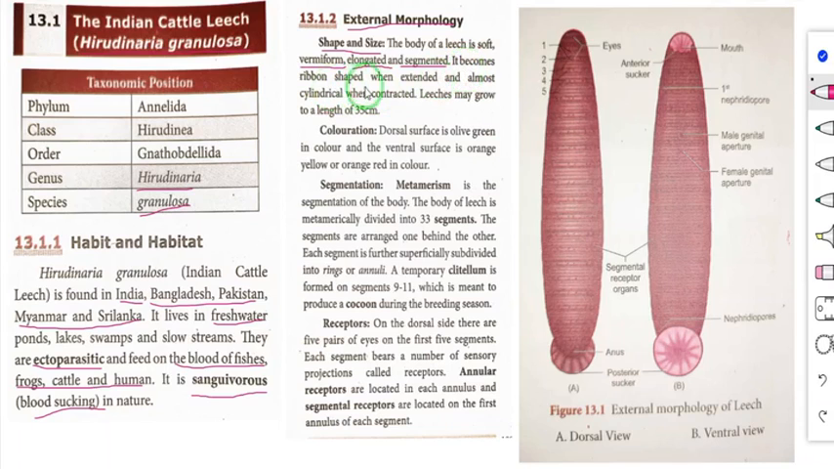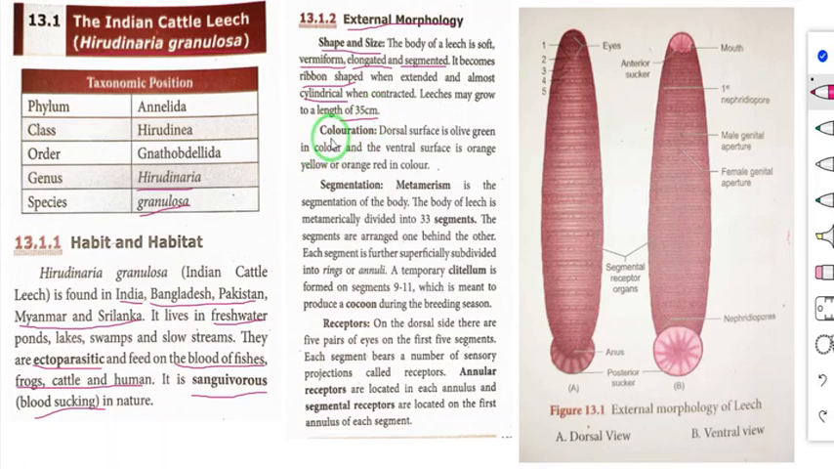It becomes ribbon-shaped when extended and almost cylindrical when contracted. So when the worm is extended, it looks ribbon-shaped, and when it is contracted, it looks cylindrical in structure. Then it may grow to a length of 35 centimeters.